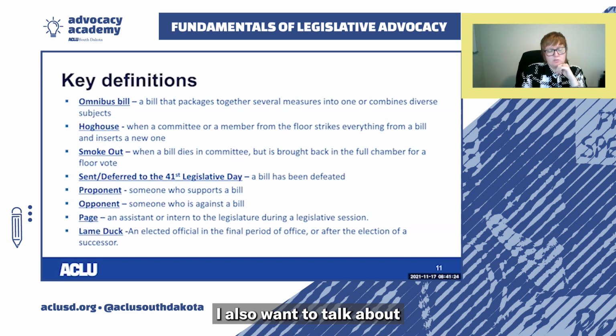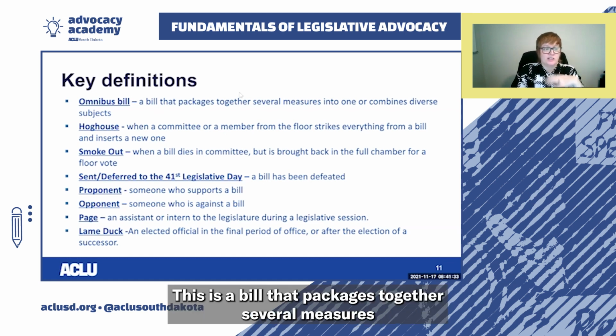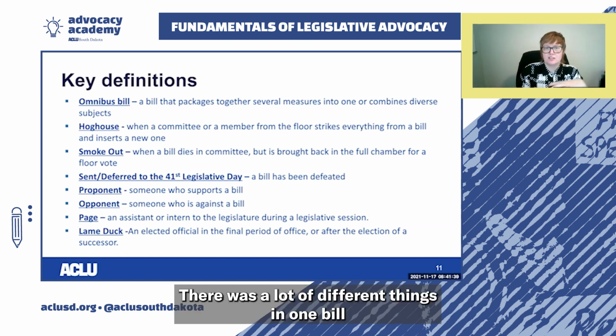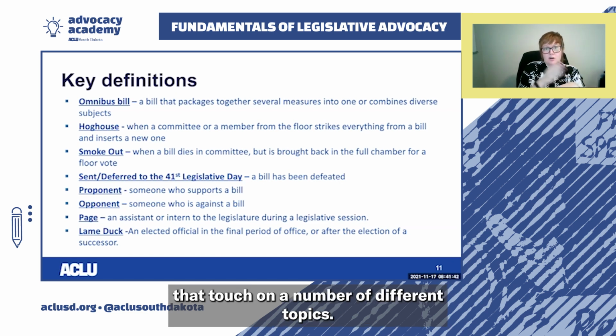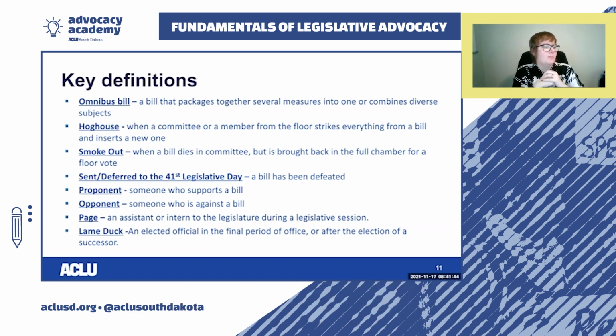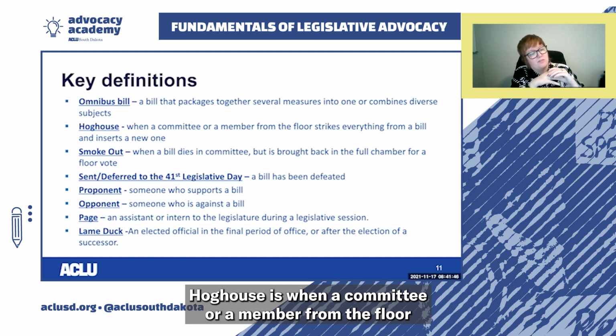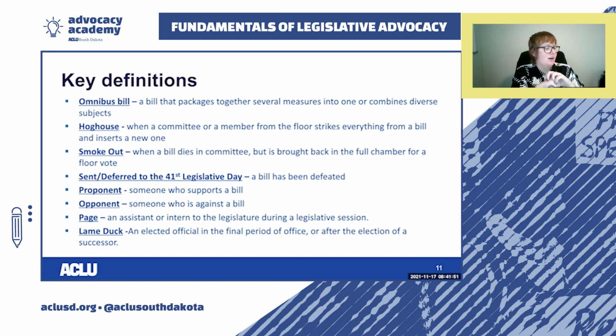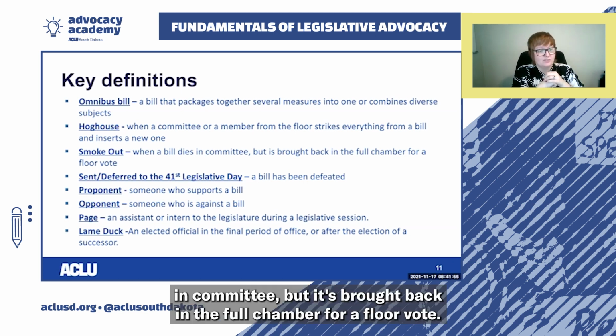I also want to talk about some key definitions. One is an omnibus bill. This is a bill that packages together several measures into one bill, or combines diverse subjects. So it's a lot of different things in one bill that touch on a number of different topics. Hog house is when a committee or a member from the floor strikes everything from a bill and inserts a new one.